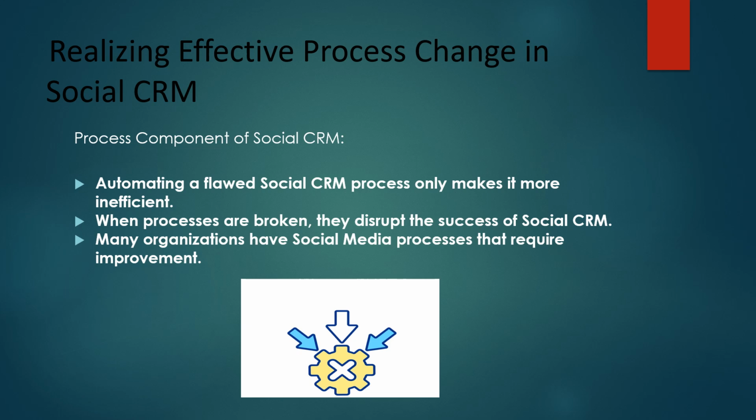Realizing effective process change in social CRM. When you're rolling out social CRM, handling the process aspect requires careful attention. If you automate a flawed process, it will only make problems worse, even though the process would be faster. This can hinder the overall success of CRM efforts. Many organizations already have a social media business process in place, but they often just need improvements.